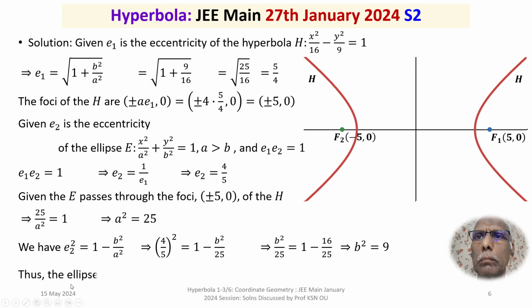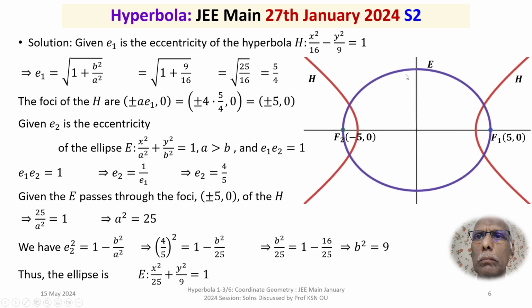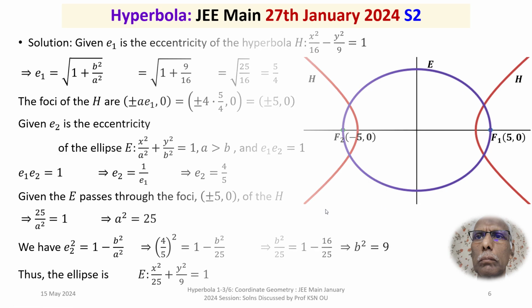So thus the ellipse is given by x square by a square, that is 25, plus y square by 9 is equal to 1. That's our ellipse. Let's look at the picture diagram. So passing through the foci, and this is the ellipse. Agreed. Now we continue in the next slide.